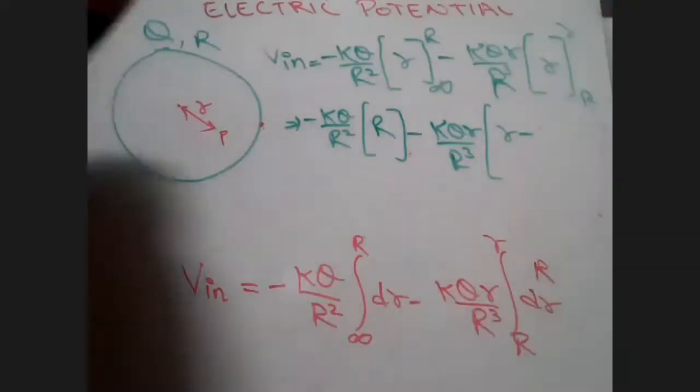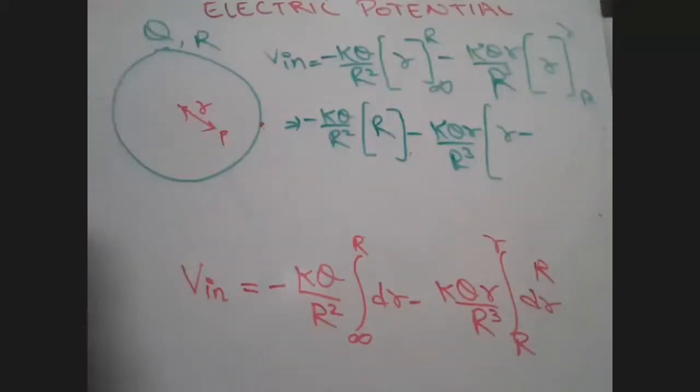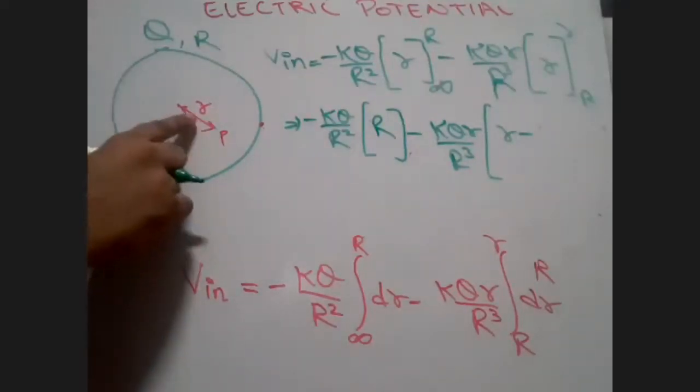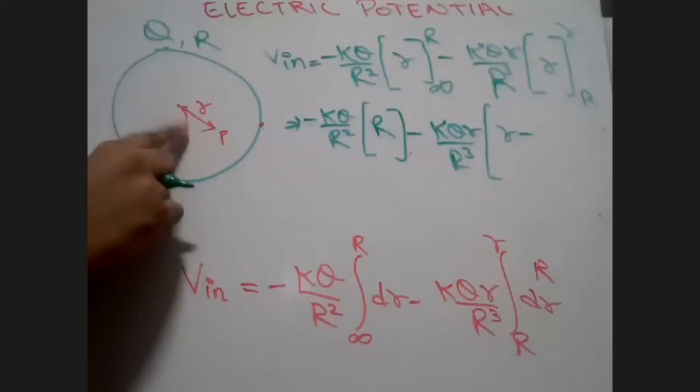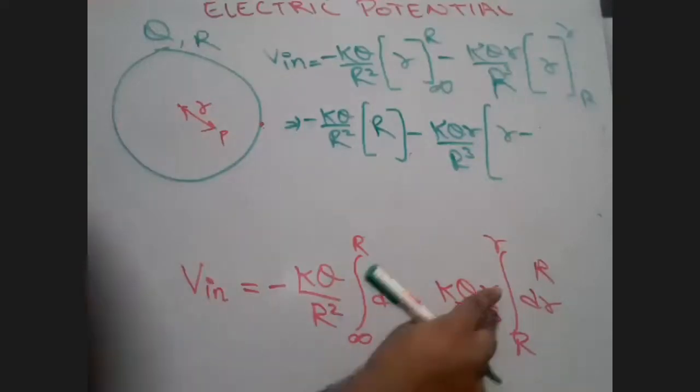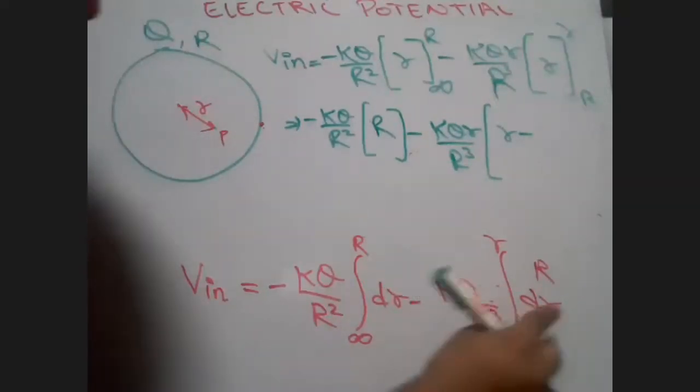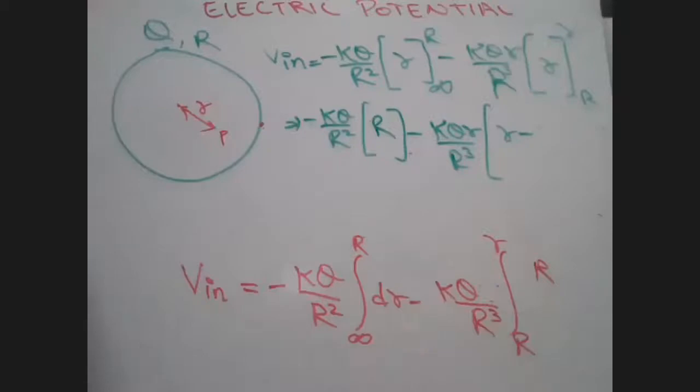That is the mistake. Everyone understood now? Look here, again I'm explaining. This r is not a constant. So instead of this, I will take the r inside the integration.